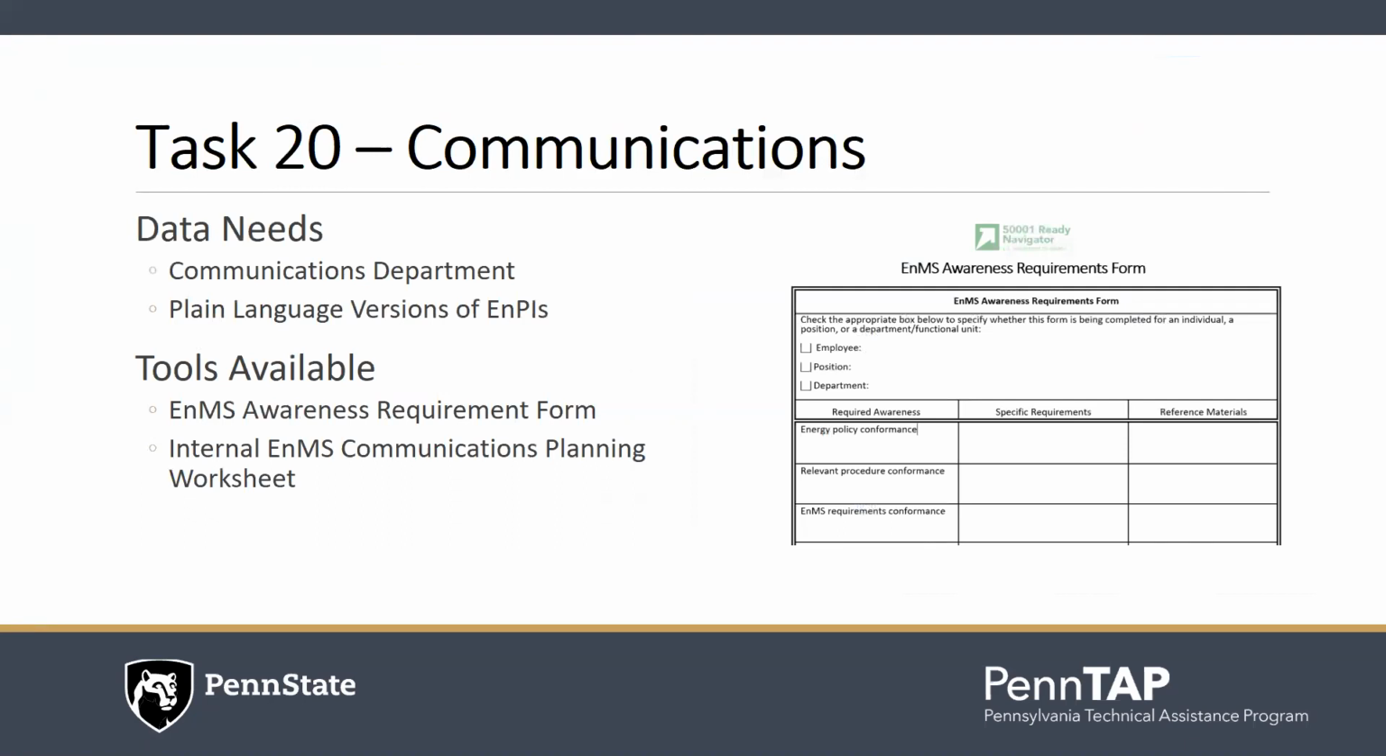So you really need a whole plan. And that's why the Department of Energy provides the communications planning worksheet, which will help outline exactly what you're going to do to communicate it to all of your employees.